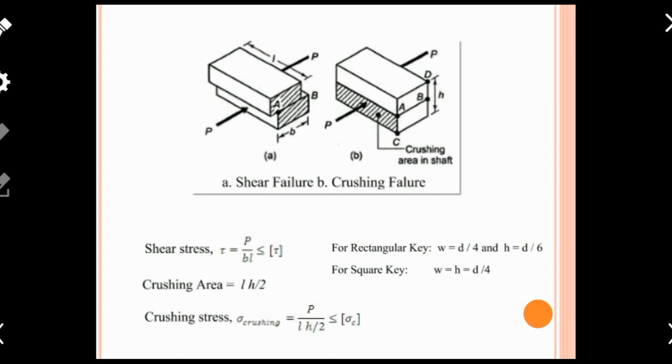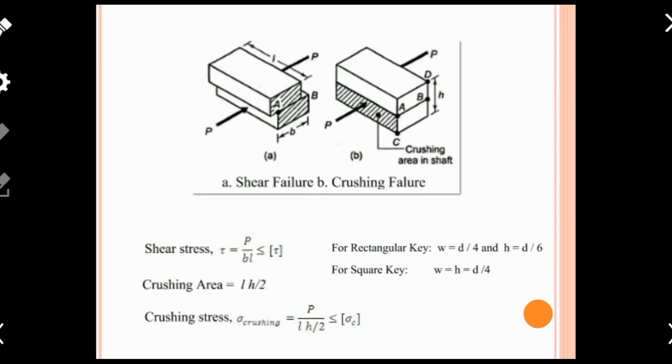And for the crushing stress, once again you need the crushing load and crushing area. Of course we already have the crushing load P, and the area is like that. That means you need to calculate the projected area, and it will become L into H by 2. So whatever crushing or compressive stress you find here should be less than the permissible crushing or compressive stress of the key material. So these two types of stresses are produced in the key, and both should be less than the permissible or allowable range.